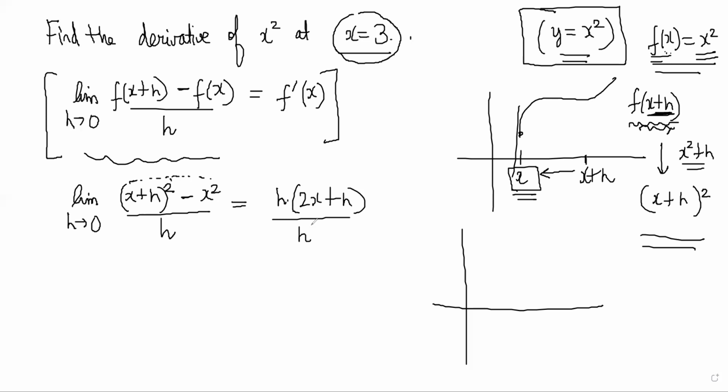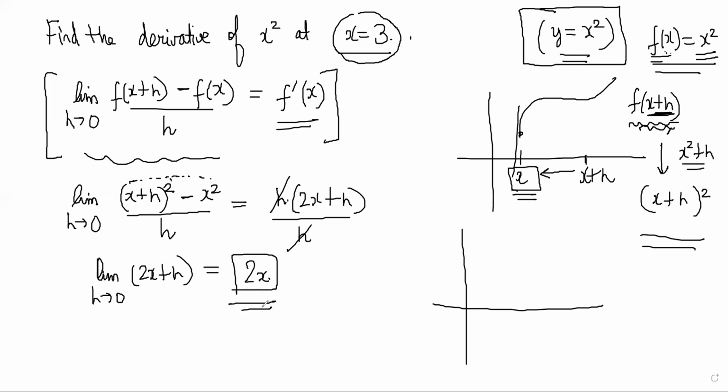Now what happens to h? It gets cancelled. Now you can put h tends to 0 there. What is left? If you put h tends to 0, it will become 2x. So f dash x has come out as 2x, right? This means that the derivative is 2x.